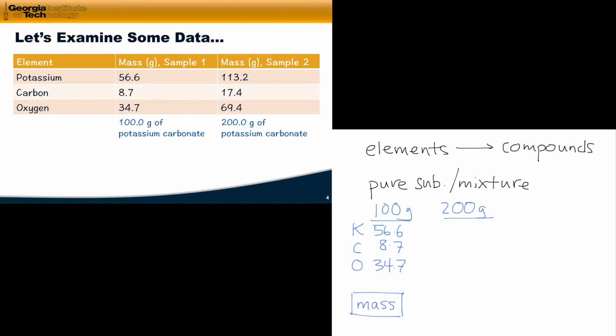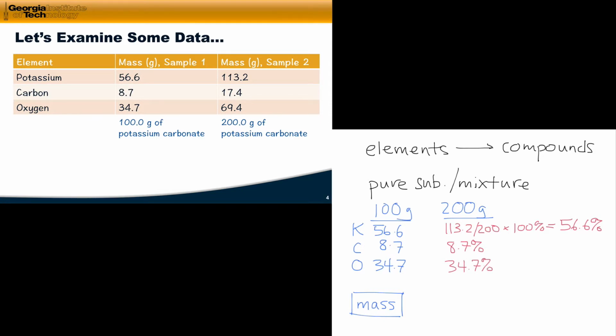What if we do the same with sample 2? Well, what we'll have to do here then is divide the 113.2 by the total mass of 200 and then multiply by 100 to get the percentage. So I'll just briefly show that. So 113.2 divided by 200 times 100%, well, that's just half of 113.2 expressed as a percentage. And as you may have guessed, this is going to come out to 56.6%. If we did the same calculation for carbon and oxygen, in fact, we would get the same percentages, 8.7% for carbon and 34.7% for oxygen.